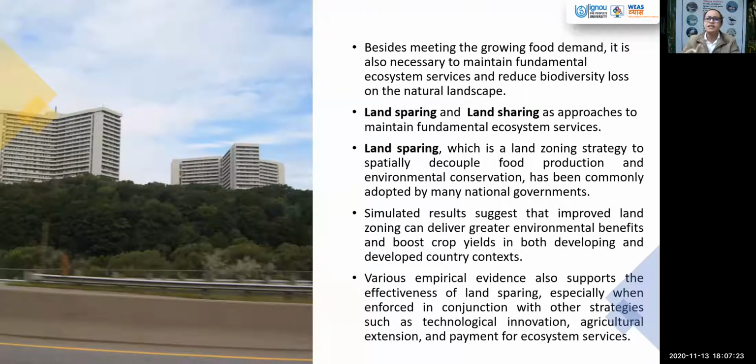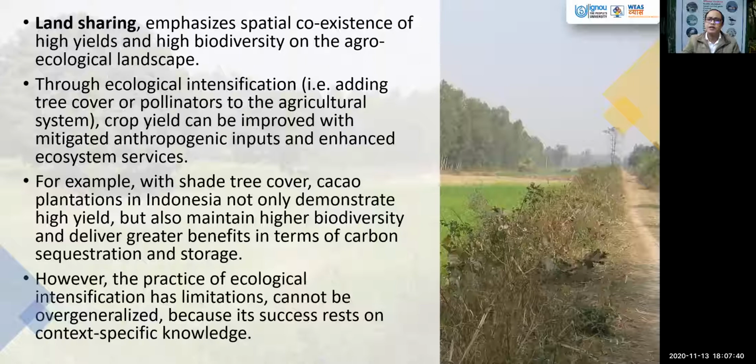Some of the examples are land sparing and land sharing. Land sparing is a land zoning strategy to specially decouple food production and environment conservation, and has been commonly adopted by national governments. In land sparing, you have to leave some of the land for one particular specific purpose. In land sharing practice, for example, crop yield can be improved with mitigated anthropogenic input and enhanced ecosystem service, because we have to share. If you look from the particular point of agroecological landscape, a different variety of species can be grown. So these are some of the examples of application of landscape ecology.